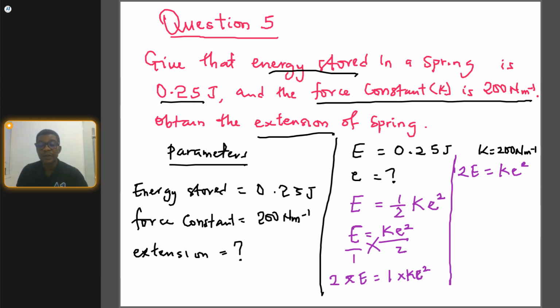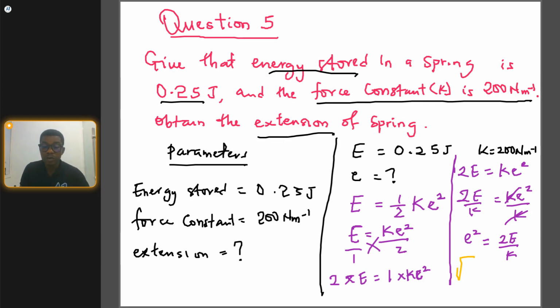Dividing both sides by the coefficient of E squared, which is letter K, we are going to have 2E divided by K is equal to KE squared divided by K. K cancels out K. E squared is equal to 2E over K. But what we are looking for is letter E, not E squared. So I'm going to take the square root of both sides.